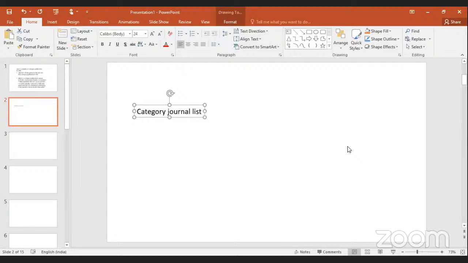Now, when I say the category journal list, what exactly do we mean by category journal list and which list? The list I will be sharing and the publications I will be talking about are applicable across the world, not only in India. One of the most important sources of journals we use in India is Web of Science, Scopus Indexed journals. NIRF ranking in India follows this.